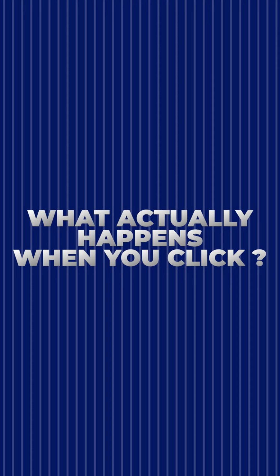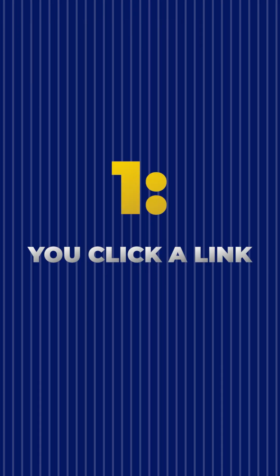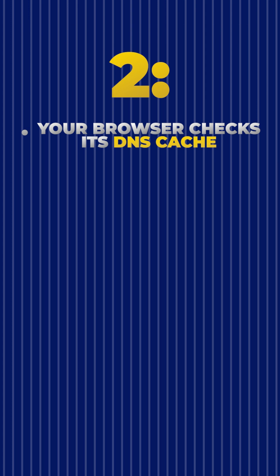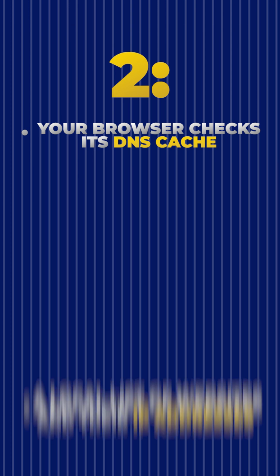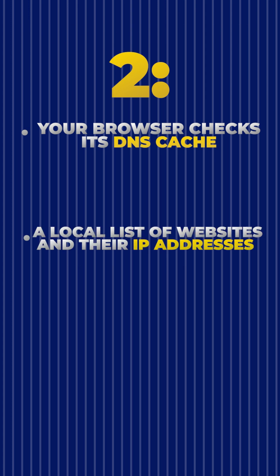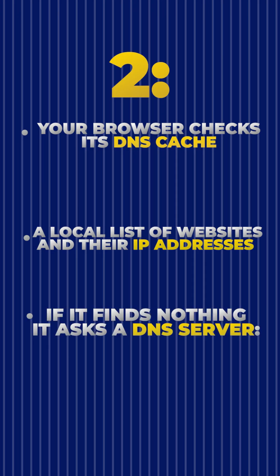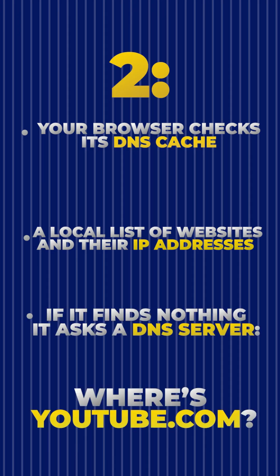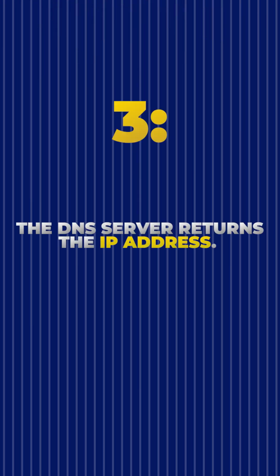What actually happens when you click? Let's break it down. 1. You click a link. 2. Your browser checks its DNS cache, a local list of websites and their IP addresses. If it finds nothing, it asks a DNS server: Where's youtube.com? 3. The DNS server returns the IP address.